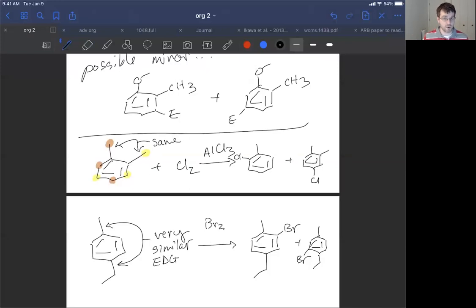Maybe explain why it occurs in a related system, but you don't have to predict the product, if that makes sense, because that's a lot of stuff to try to, I mean, you basically have to go into a lab to make sure you understand what's going on. And we can't do that under these circumstances.